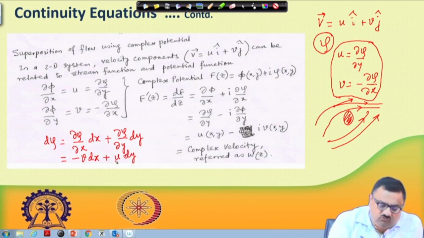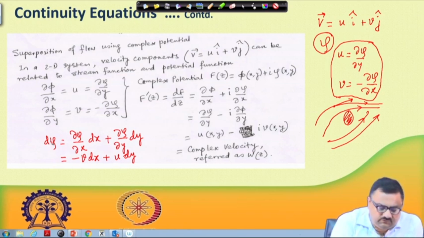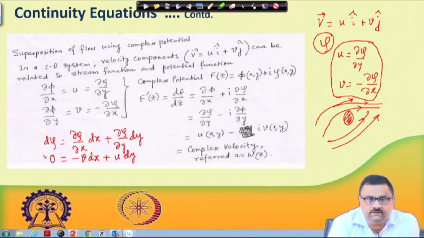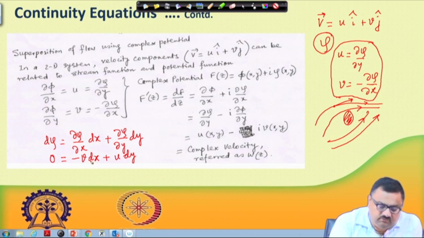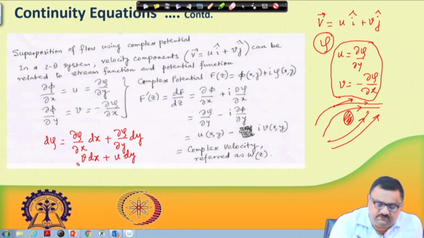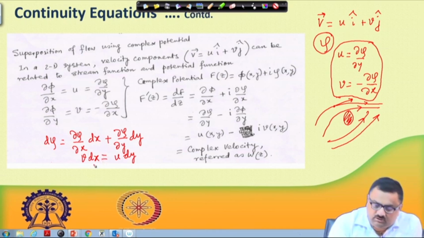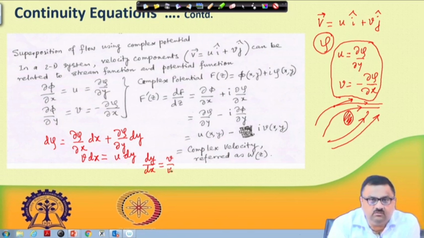So, what does d psi equal to 0 imply? If, for the time being, we force d psi to be equal to 0, what does that mean? If this becomes 0, then we can say that v dx becomes equal to u dy, or you can write dy dx is equal to v by u.